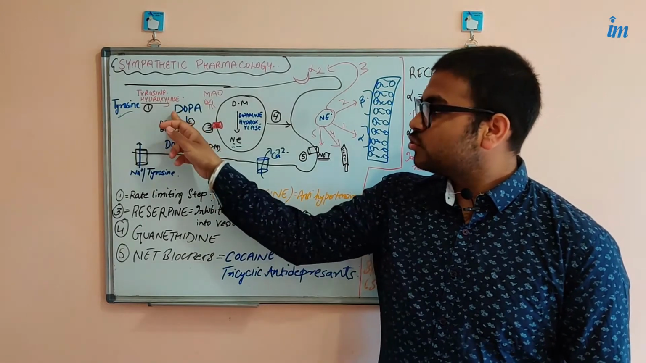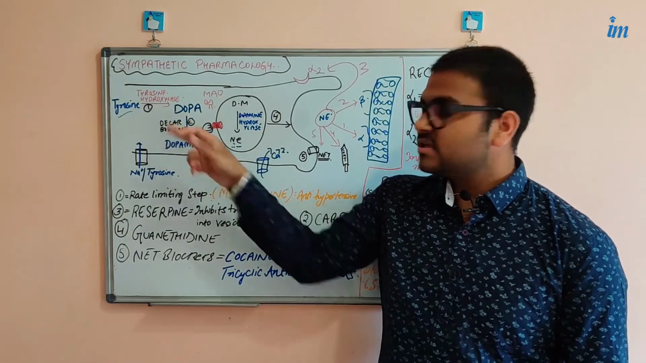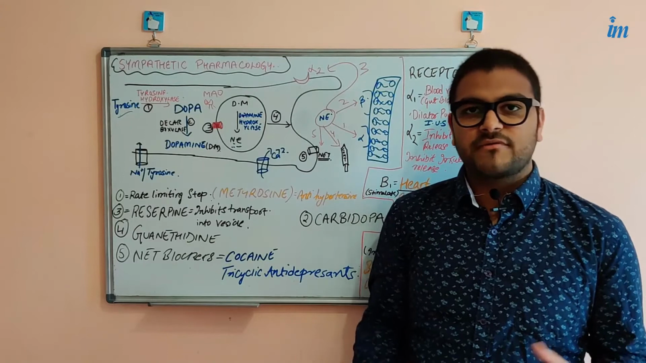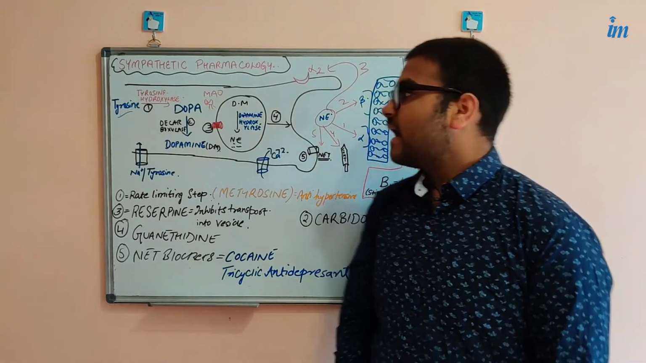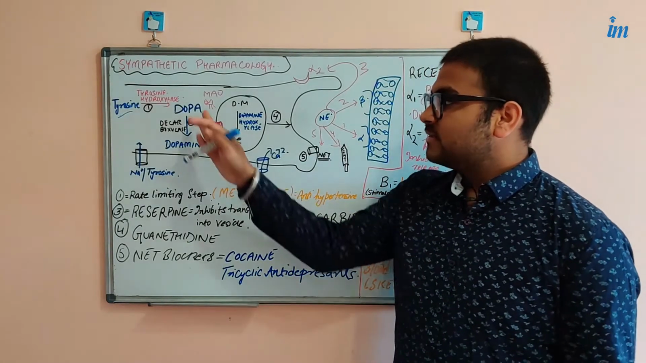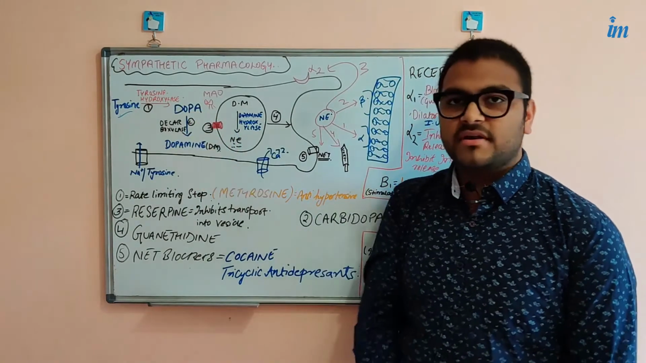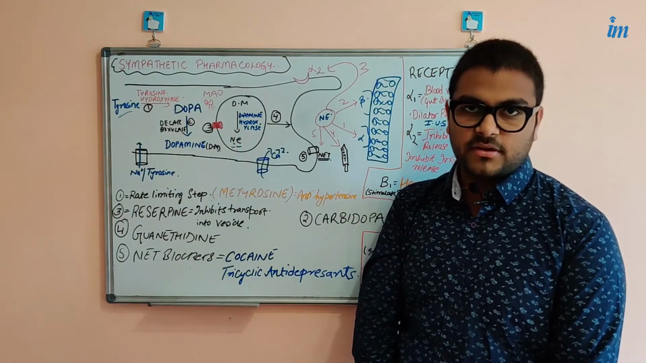Dihydro. So dopa means dihydroxy, some acid. It is a type of amino acid also. Okay, and now you have dopa. This dopa should now be converted into dopamine.